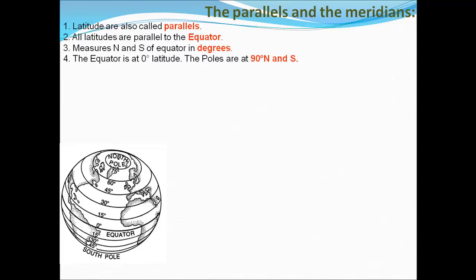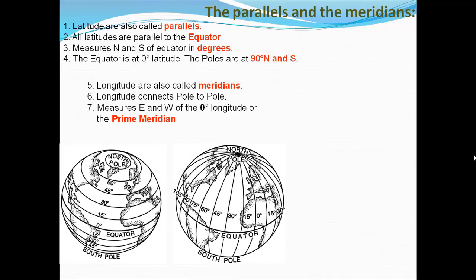Now we'll understand what parallels and meridians are. All the latitudes are also called parallels. As you can see in this sketch, the latitudes are drawn north of the 0 degree equator and south of the 0 degree equator. All latitudes are parallel to the equator. It measures towards the north direction in degrees, minutes and seconds. It also measures towards the south direction in degrees, minutes and seconds. The equator is 0 degree latitude, as you can see here, and the poles are 90 degrees north and 90 degrees south.